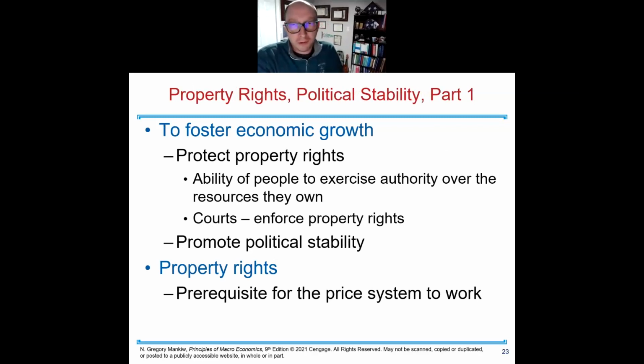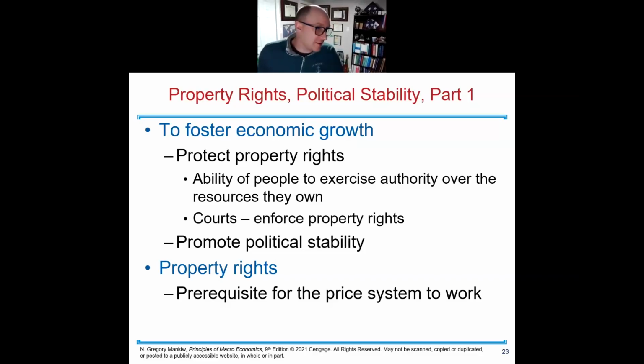So how do we foster economic growth? We protect human rights, property rights, and have political stability. Those are the basics for a good economy, is to have good human rights, good property rights, and promote political stability. Simple.